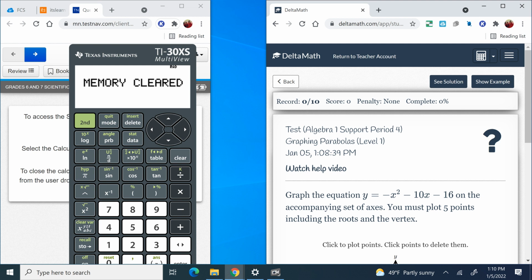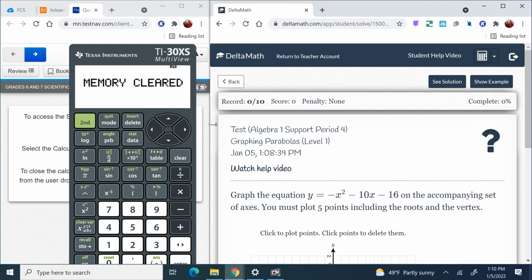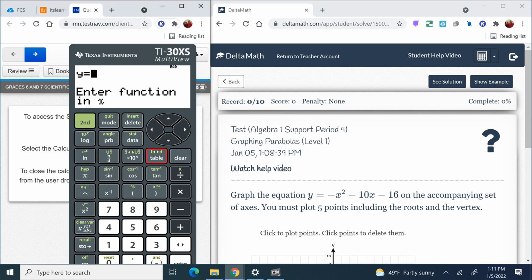And we're going to put our equation into the table function of our online calculator. For some reason, my screens don't want to drag, and that's okay. We'll get them connected anyways. So let's go here. We're going to hit table, and we're going to enter in the equation negative x squared minus 10x minus 16.